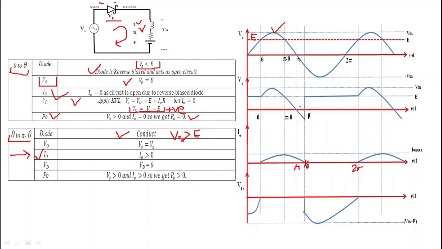So from theta to pi minus theta, I0 is greater than 0, and when this diode conducts, the supply voltage appears across the load. That's why we get V0 equal to Vs. And what is the drop across the diode? When the diode conducts, the drop across the diode is equal to 0. So here the drop across the diode is 0, and what is P0? P0 is equal to V0 into I0, and we know that V0 is greater than 0 and I0 is greater than 0, that's why we get P0 greater than 0.